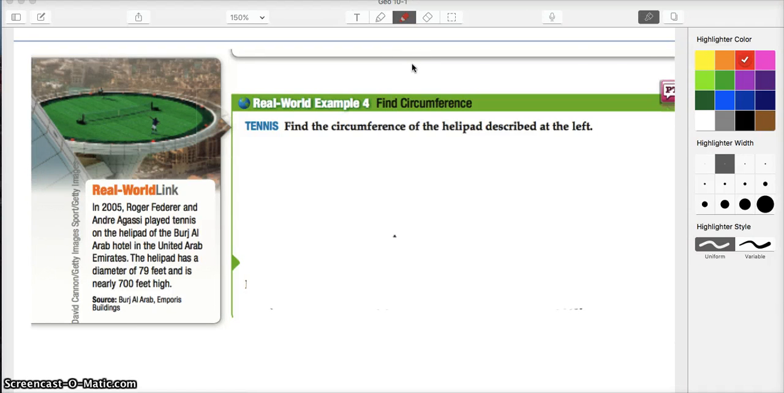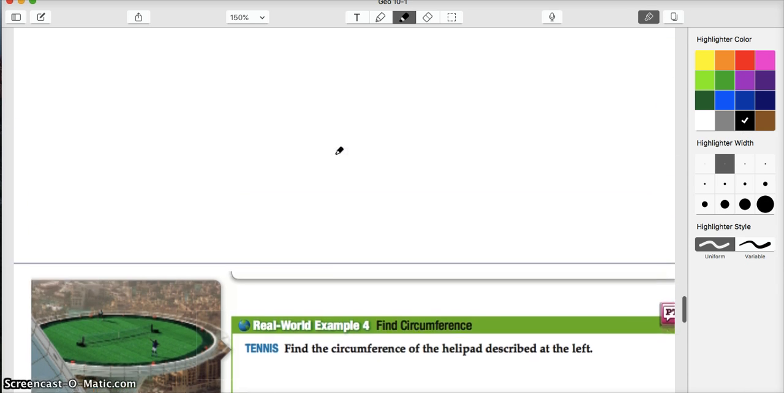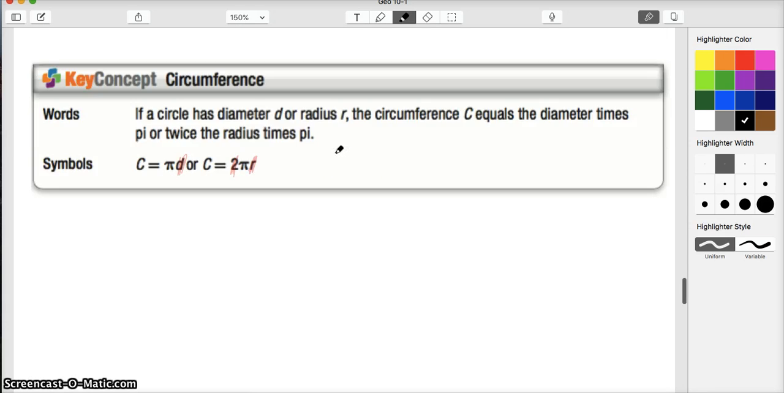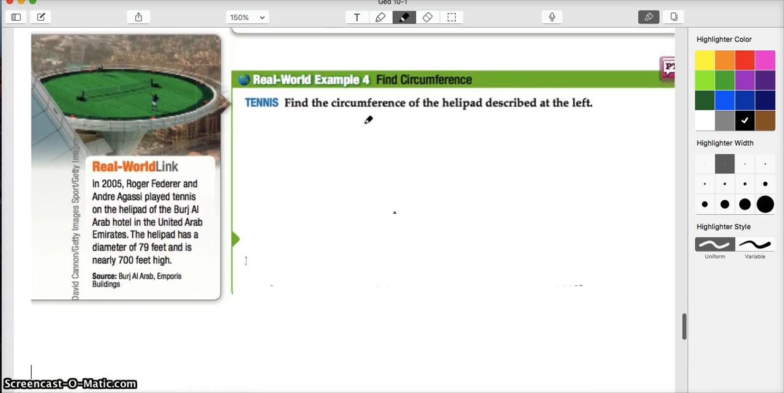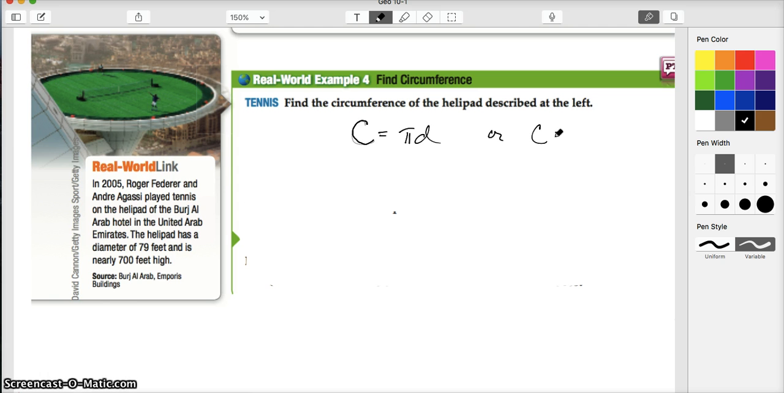Okay, back again with section 10.1, and we're on part 2. What we talked about last time was the formula for the circumference of a circle. Anytime you're doing something that requires memorization, you should rewrite the thing you're doing each time. So circumference is equal to pi times the diameter, or circumference is equal to 2 pi r.